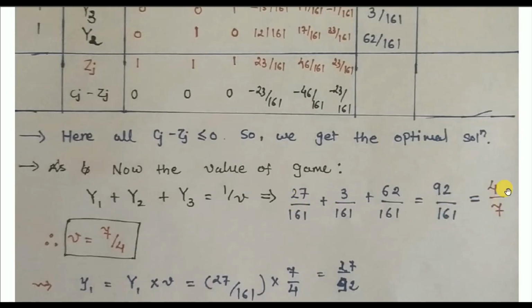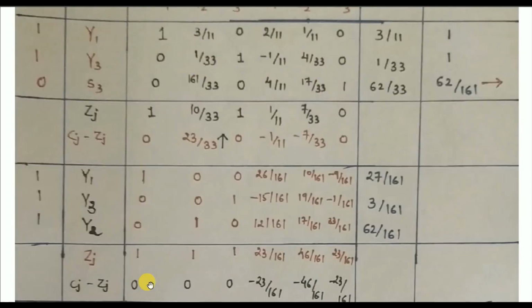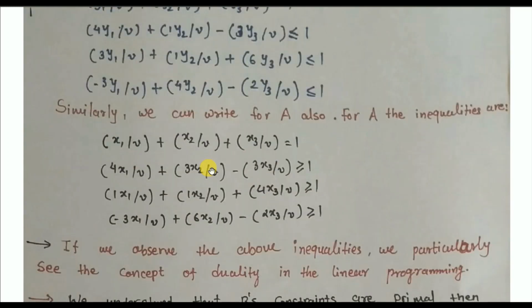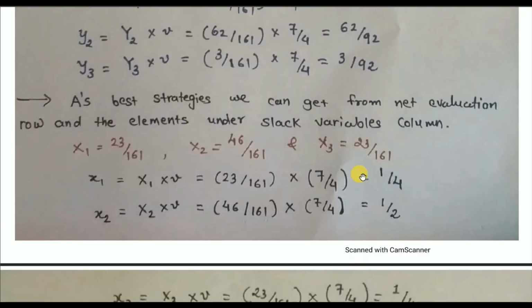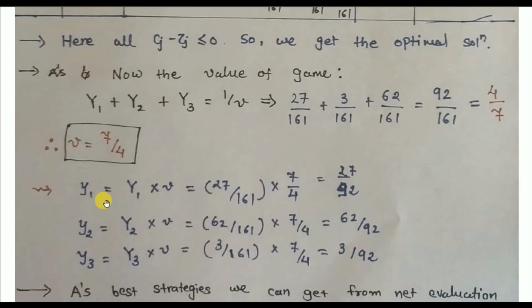So here we can see that the value of game is 4 by 7 for 1 upon v, that is why v is equal to 7 by 4. So from these equations, how can we write small y1? Here we can see that capital Y1 upon v is equal to small yj. That means if we want to calculate y1, then this v goes to this side. So we can calculate small y1 by capital Y1 into v. So small y1 is equal to capital Y1 into v, that is 27 by 92. Y2 in the same way, capital Y2 into v, 62 by 92. Y3, capital Y3 into v, so this is 3 by 92.